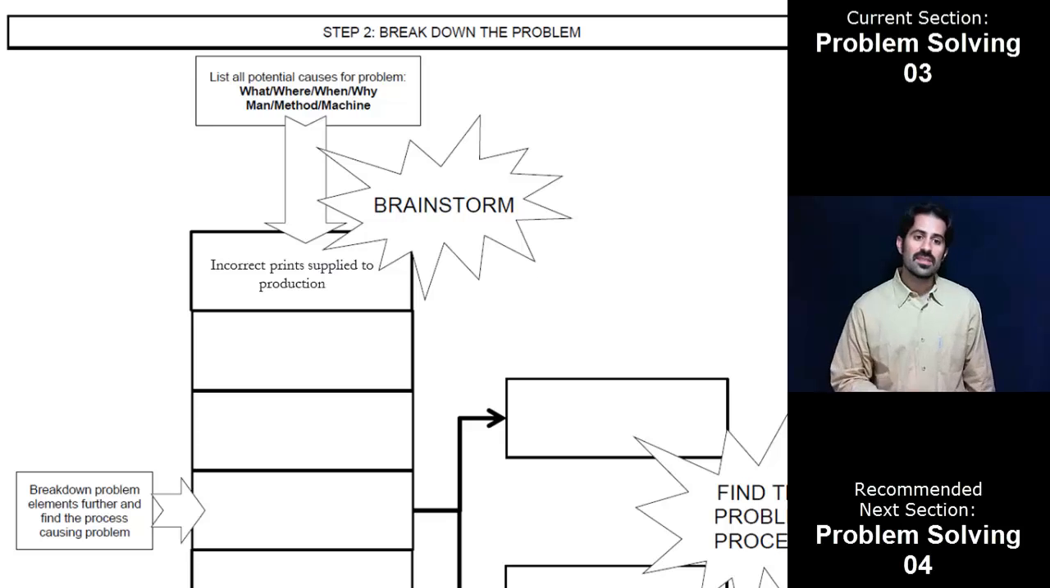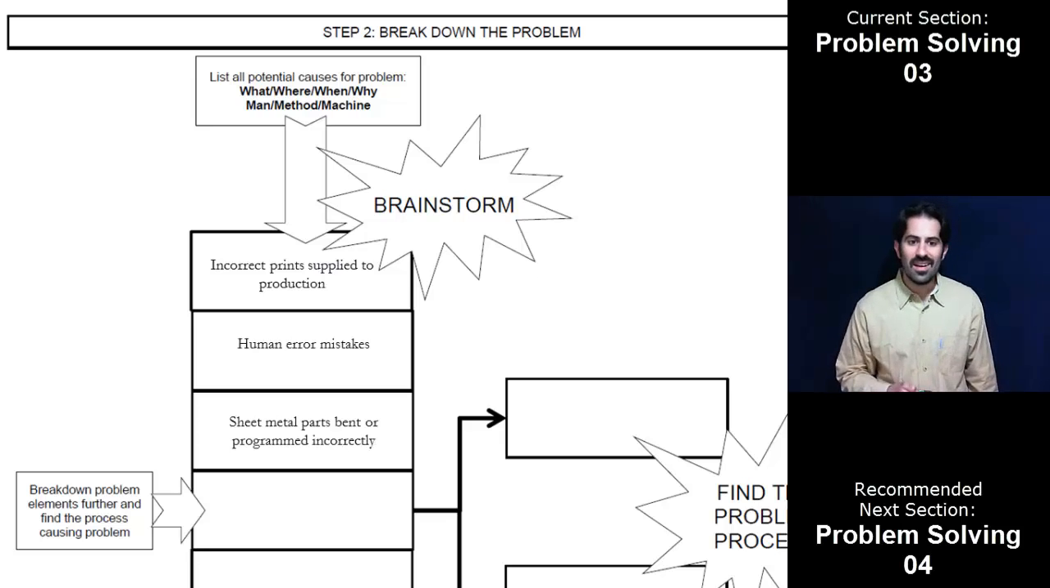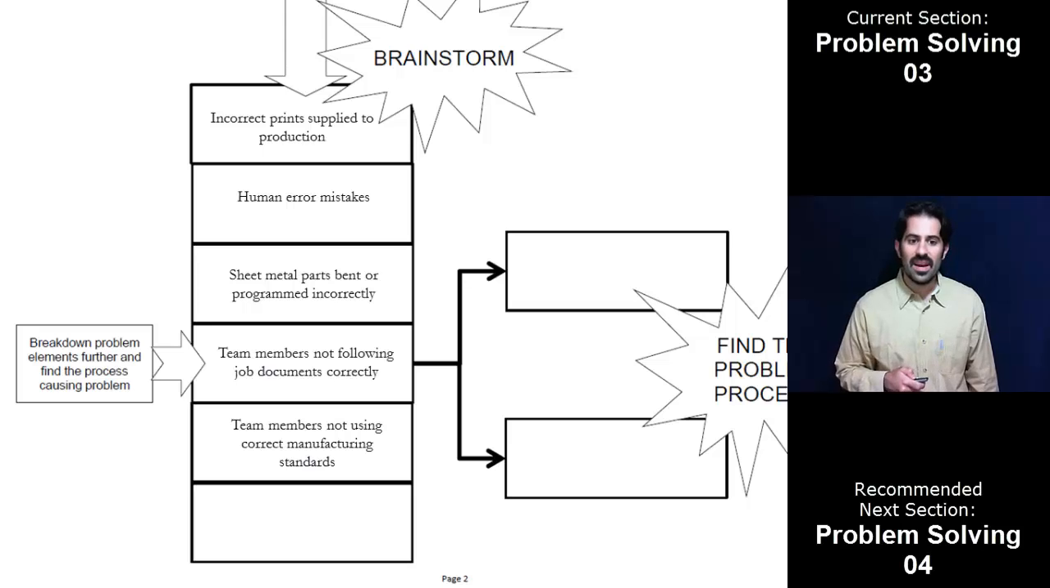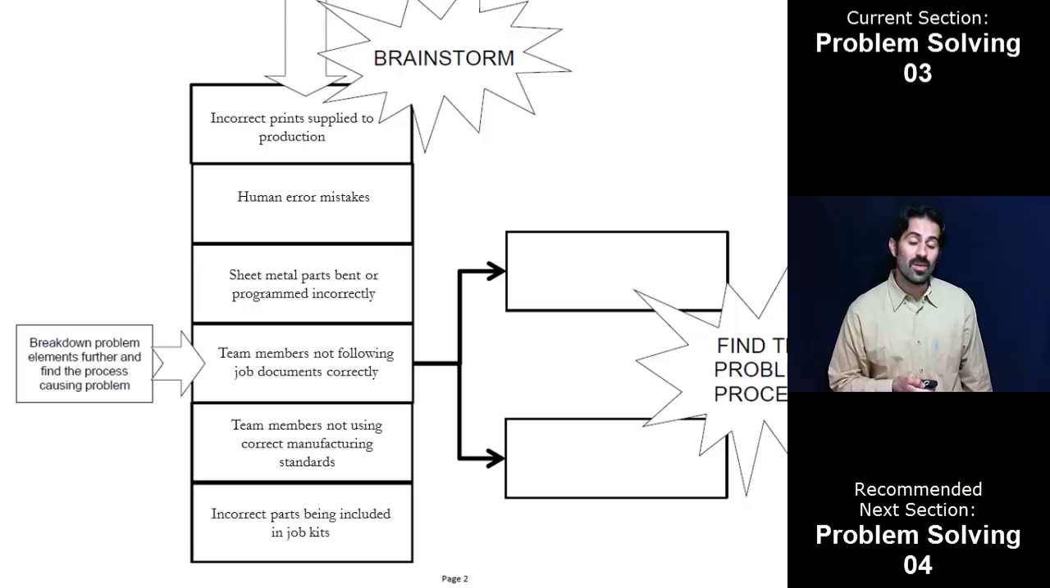And so in terms of the case study, they found that incorrect prints being supplied, human error, issues with programming, maybe team members aren't following the job documents. They also found not using the correct manufacturing standards, and then also maybe the wrong parts being included in the kits. So once you've got your list, now it's time to go and see and investigate and see what's really happening and what's maybe not a problem.